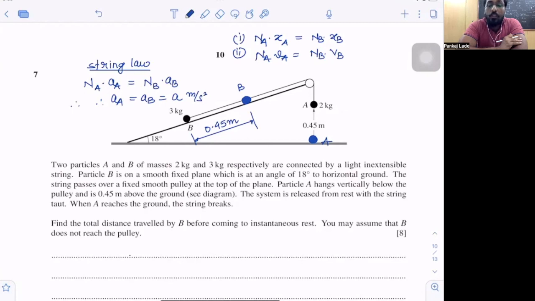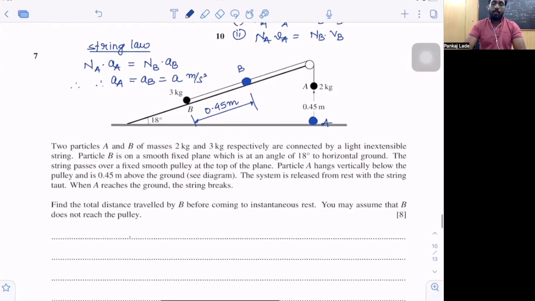I'm going to make use of D'Alembert's principle. After that, the string breaks. Now only particle B will travel further. So there are two different conditions we want to discuss. In the first condition, A and B both are traveling, and in the second condition, only B is traveling. In both of the conditions, you want to apply D'Alembert's principle. So I'm going to make a small diagram.